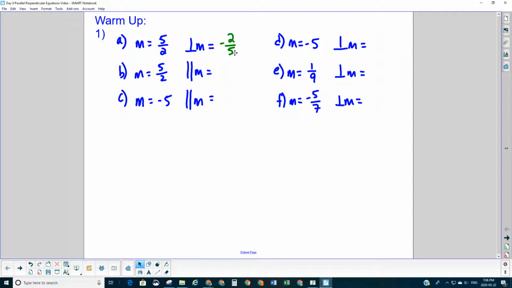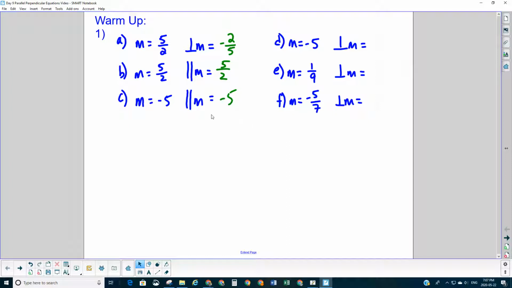negative 2 over 5. Okay? If the slope was 5 over 2 and I'm looking for a parallel slope, the slope would be exactly the same, and our slope would be 5 over 2. If the slope is negative 5, the parallel slope would be negative 5. Why don't you try these next three on your own and push pause and come back and see if you got those right.